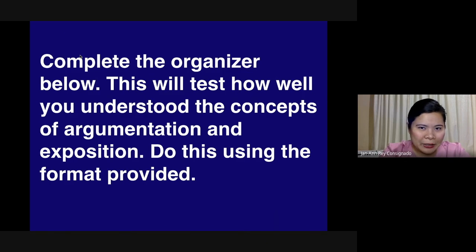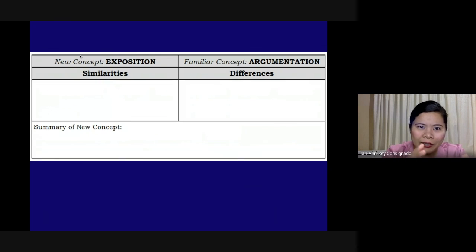And now, complete the organizer below. This will test how well you understood the concepts of argumentation and exposition. Do this using the format provided. We have here new concept, exposition, familiar concept, argumentation. Then, we also have the similarities and the differences. Then, summary of new concept.